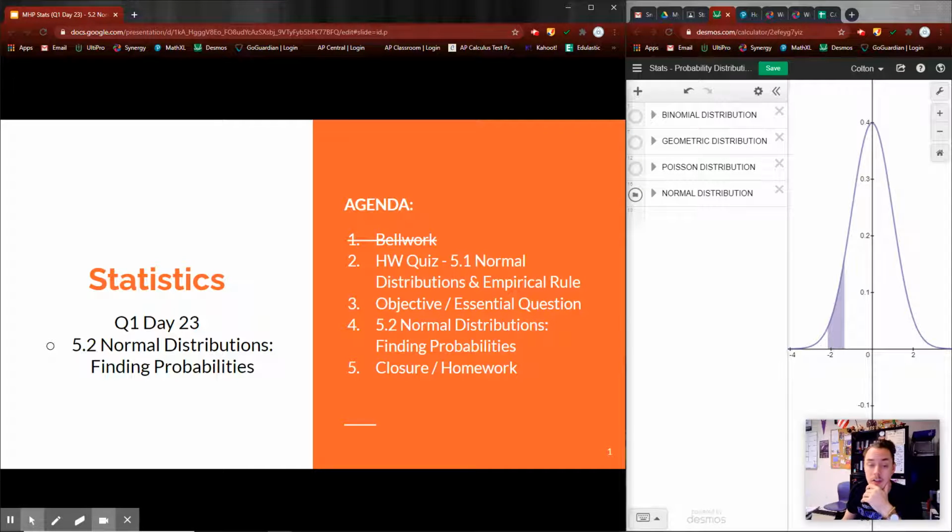We are going to be continuing our study through the normal distribution with 5.2, normal distributions and finding probabilities. So yesterday what we did was just kind of analyze and interpret the normal distribution.